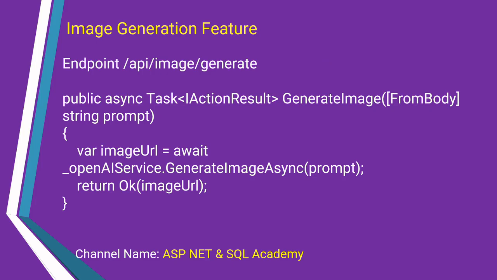Next, let us enable image generation. Users can type or say a prompt like "generate a city skyline at sunset," and the API will return a generated image URL.